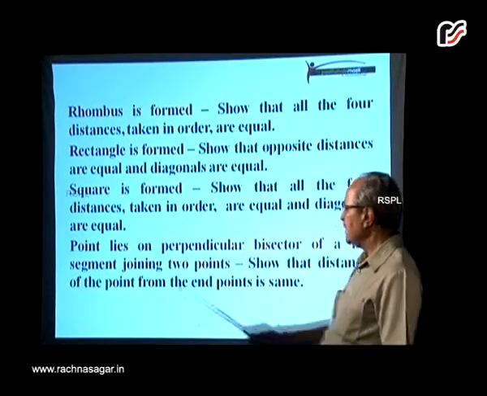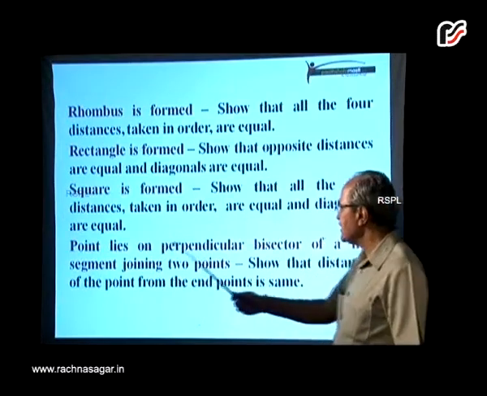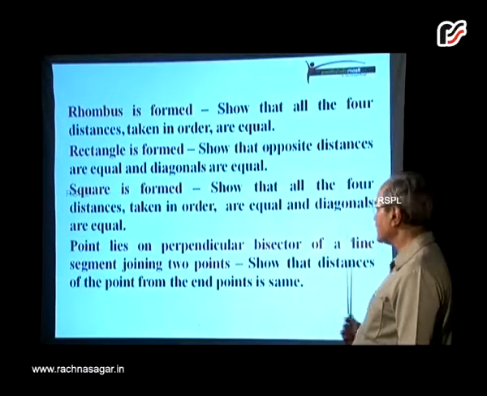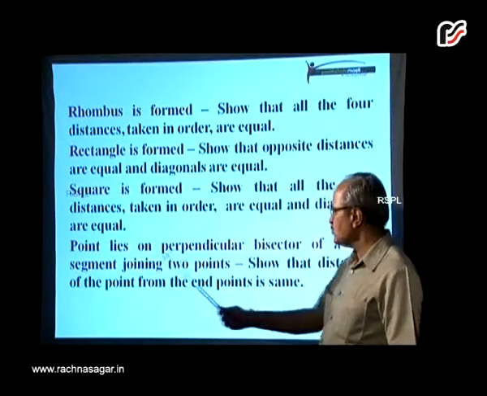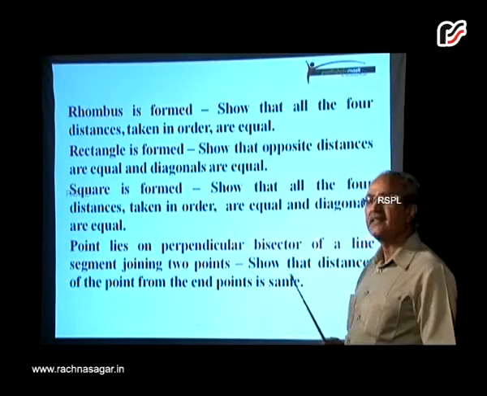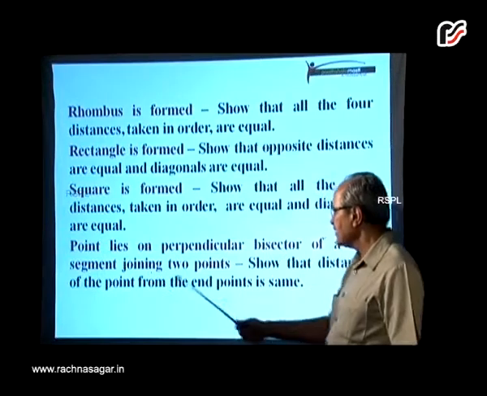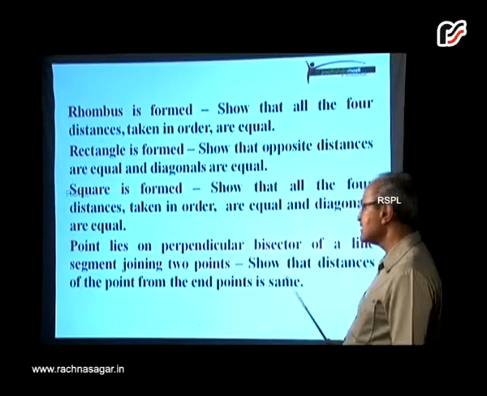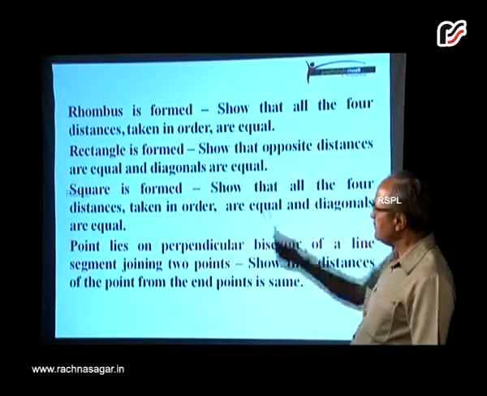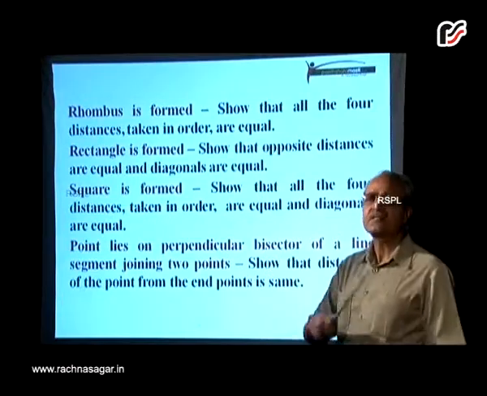Now suppose we want to show that a point lies on the perpendicular bisector of a line segment joining two points. In that case show that the distances of the point from the endpoints are the same. So just remember all these concepts.